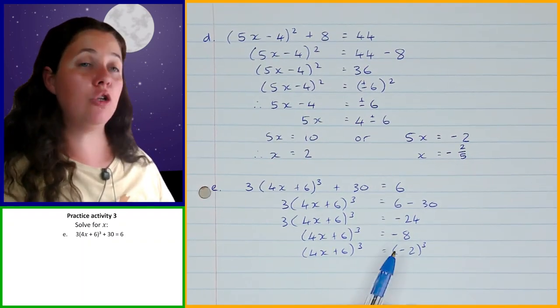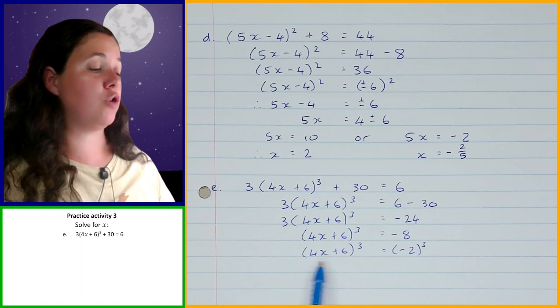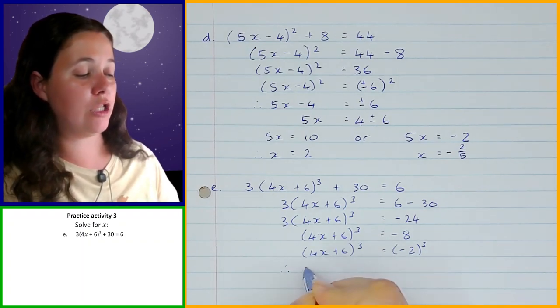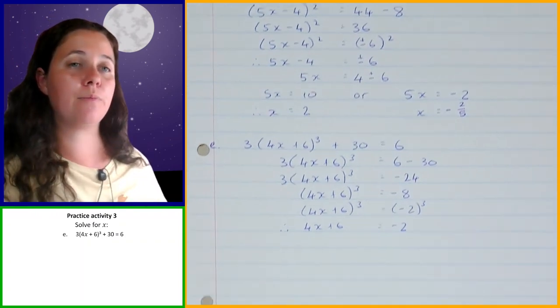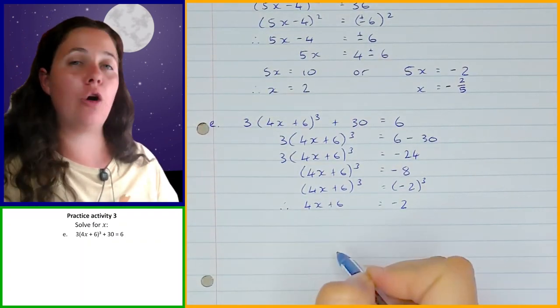So what I can now do, because I've got the same exponents, is drop those exponents and make the bases equal to each other. So I've got 4x plus 6 equals negative 2. And now I can go and solve for x.